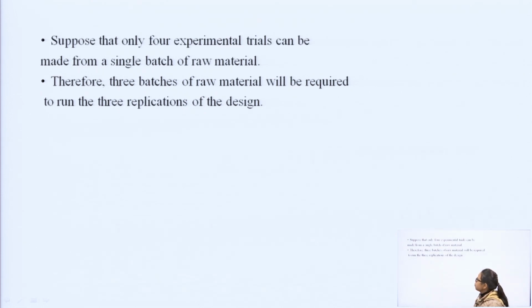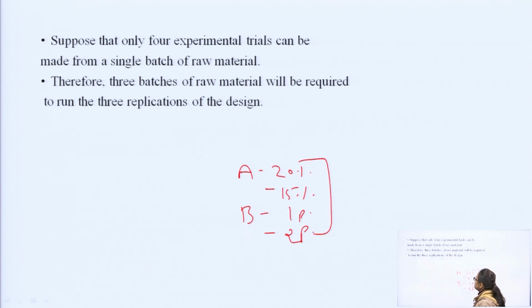Next, suppose that only 4 experimental trials can be made from a single batch of raw material. It means with A at 20%, 15%, and catalyst 1 pound, 2 pound, we can conduct only 4 experimental trials in a single batch of raw material, but we have to replicate it 3 times. Therefore, 3 batches of raw material will be required to run the 3 replications of the design.